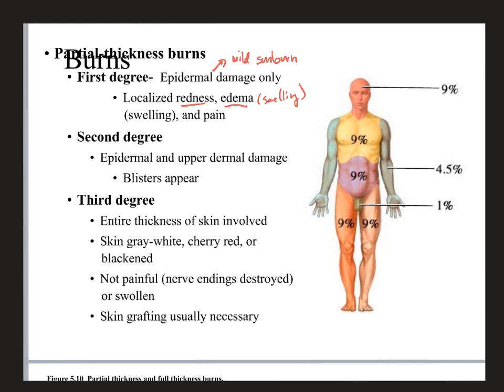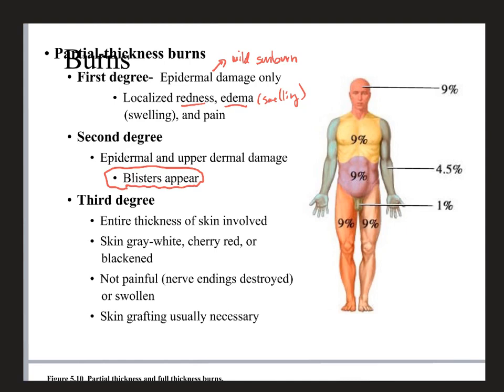When this happens, the big characteristic is that blisters appear. Whenever you see blisters in a burn, it is immediately classified as a second degree burn. That can occur from chemicals, from temperature, or even sun. The most severe burn is the third degree burn, where the entire thickness of the skin is involved, so the epidermis and most of the dermis, if not all of it, is damaged.